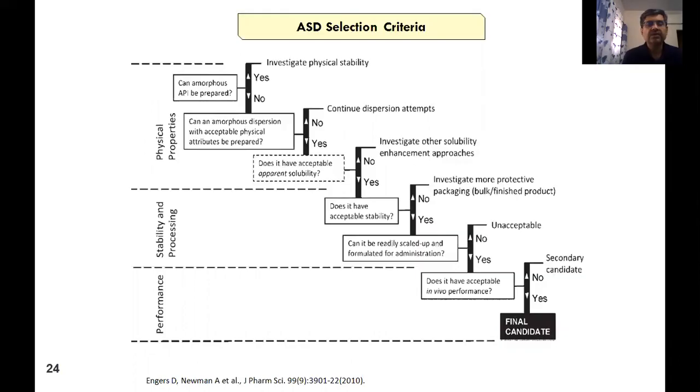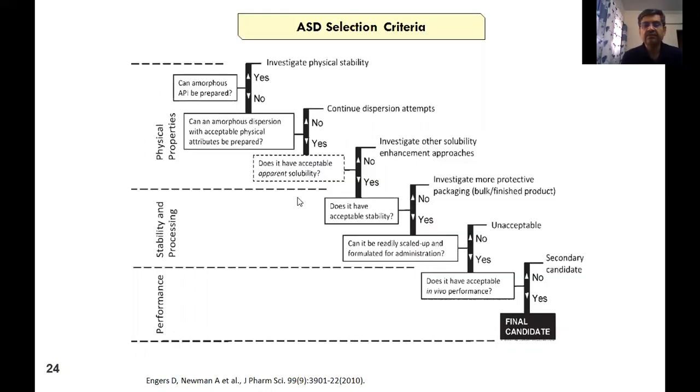Can an amorphous dispersion with acceptable physical attributes be prepared? If you don't get the appropriate physical attributes, then you continue your dispersion attempt. But if you are able to get the appropriate physical attributes, you need to then ask the next question: does the amorphous solid dispersion have acceptable apparent solubility? Meaning, is it giving you the desired solubility benefit that you want to achieve from the amorphous solid dispersion?